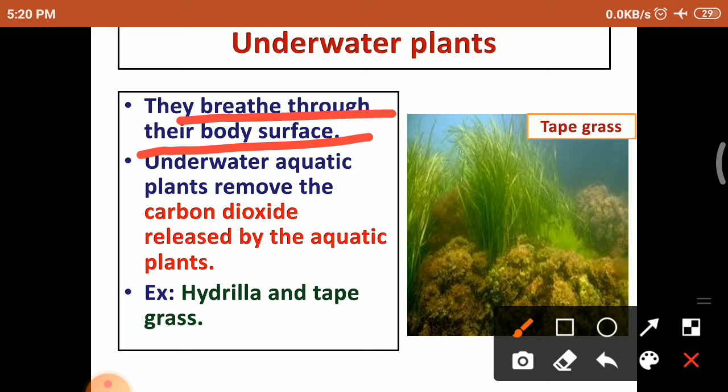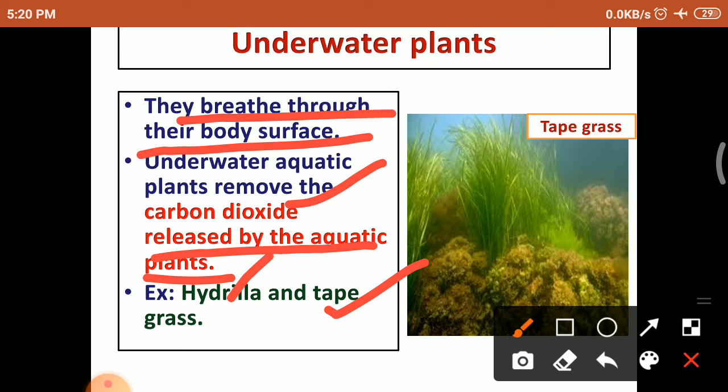And underwater aquatic plants remove the carbon dioxide released by the aquatic plants. So what is the use of this underwater plant? These underwater plants remove the carbon dioxide released by the aquatic plants. And examples of underwater plants are hydrilla and tape grass.